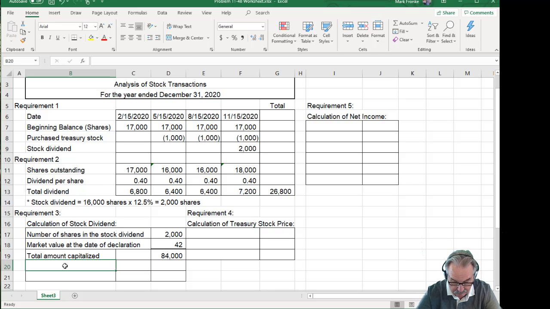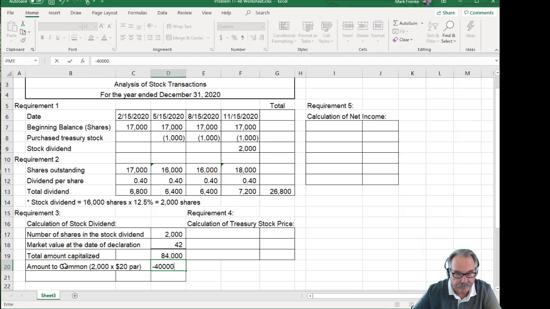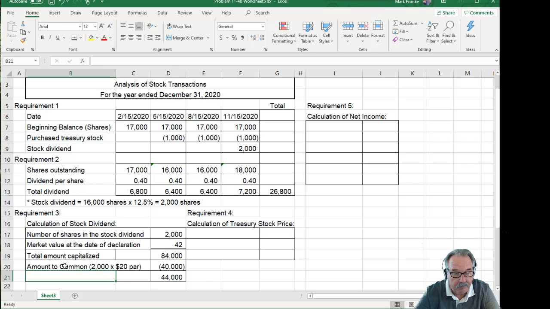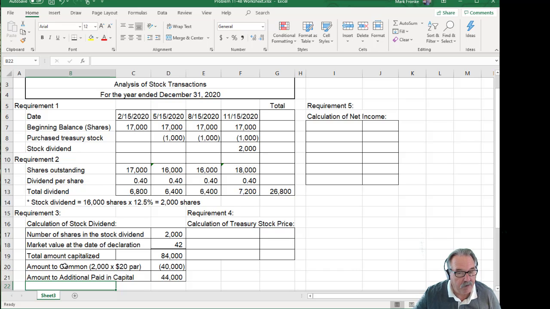the par value, so the amount to common is 2,000 shares times the $20 par. So that's going to be 40,000. So the amount that's remaining that goes into additional paid-in capital is $44,000. That's requirement number 3. Anytime we issue a stock dividend, we're going to capitalize it at what the market value is, but we have to split it between the par value, and then whatever's left over goes into additional paid-in capital.